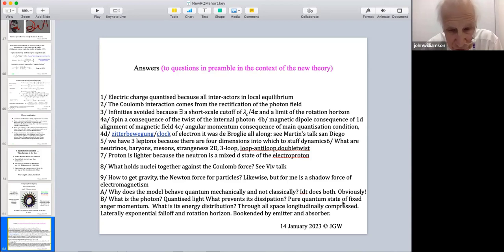The dipole moment is mu times B, times the magnetic field. It's induced by a magnetic field. The angular momentum is a consequence of the mass quantization condition. And the Zitterbewegung clock of the electron is blindingly obvious in this thing. It was de Broglie all along. De Broglie was right. And it's the Zitterbewegung interpretation of quantum mechanics.